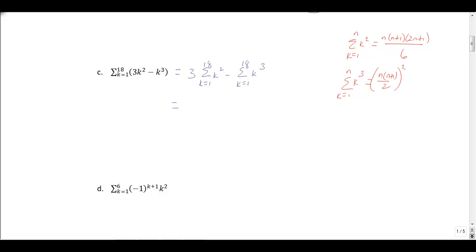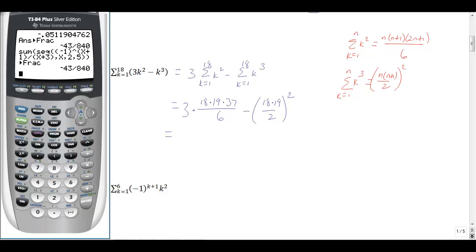So summation k equals 1 to 18 of k squared. Keep my 3. For k squared, I'm going to get n is 18, times 18 plus 1 is 19, times 2 times 18 is 36, times 1 is 37. I'm going to divide that by 6, and I'm going to subtract the formula for k cubed, which is 18 times 19 over 2, everything squared. And so what I'm going to get, let's just go ask our calculator now.